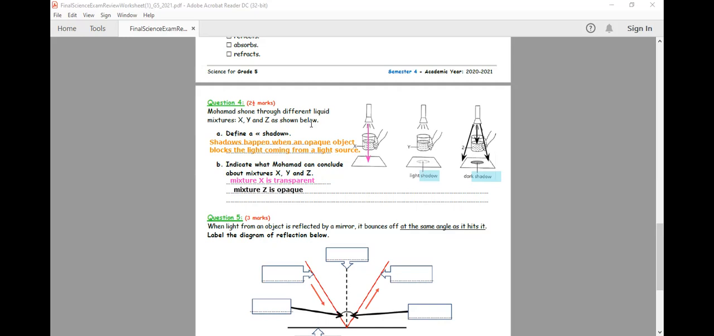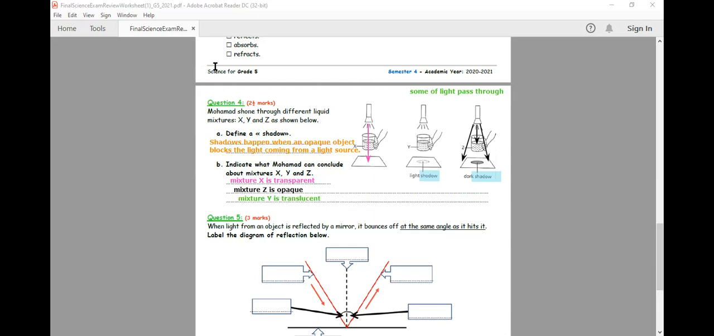Mixture Y, there is a shadow, but it is weak. So there is some light passing through. This is a translucent object. Some of the light is passing through, and the other part of the light is blocked. For this reason, we have a weak shadow. So mixture Y is translucent.